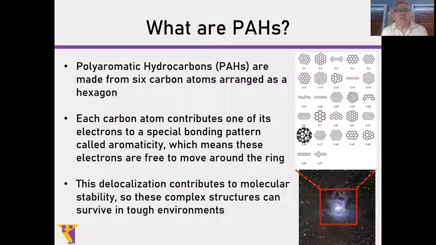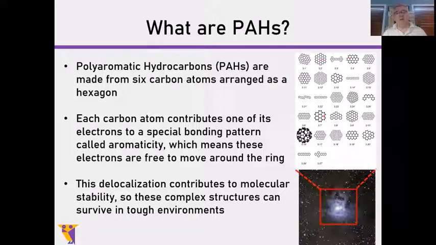So what are PAHs? Well, PAHs are made from rings of 6 carbon atoms arranged as a hexagon. Now, there's something very special about this building block, and that is that the bonds between the carbon atoms, well, there are some that are fixed, and then there are some where the electrons are free to move around the ring in something called delocalization.